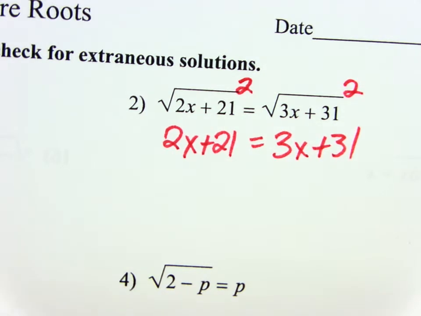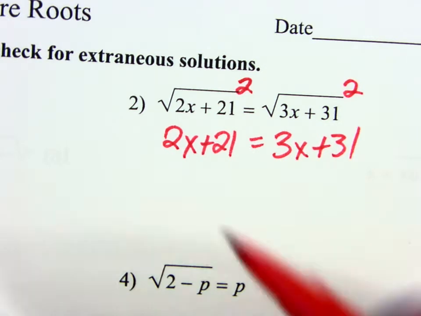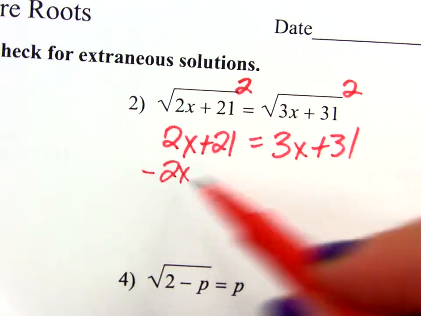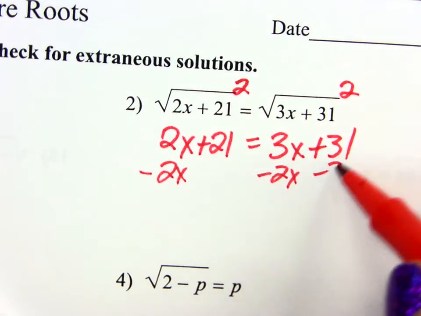So what would you normally do? You're right. I would minus 2x. I would minus 31.